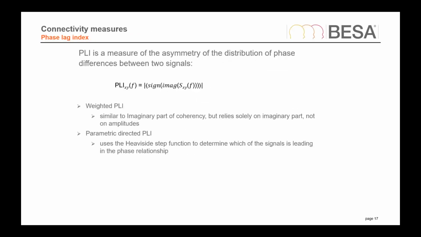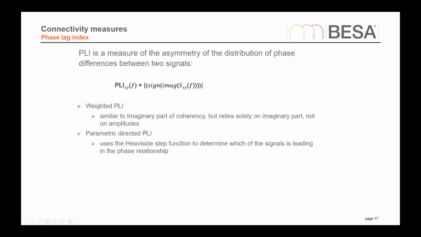Yeah, and for the phase-based measures, the last one I want to discuss is the phase lag index, which is a measure of asymmetry of the distribution of phase differences between two signals. So the phase lag index, PLI, uses the sign of the imaginary part of the cross-spectral density. And it is also normalized, so it does not give you the directional value.